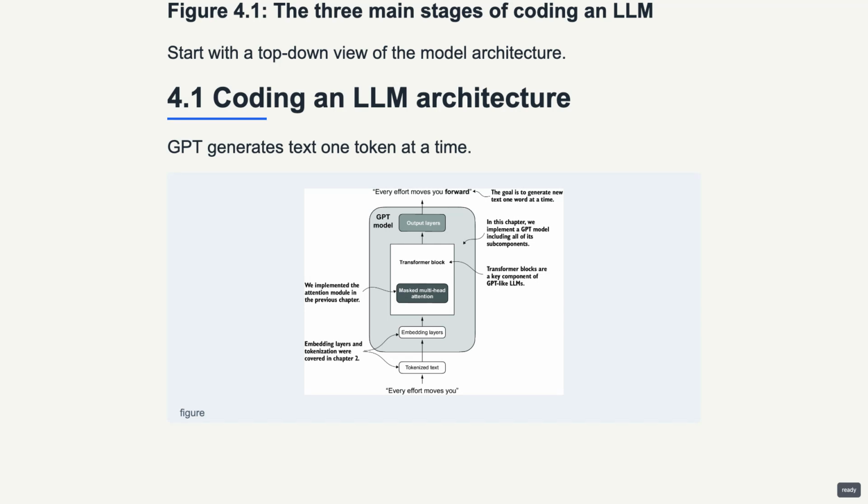Focus on the main path from embeddings into the repeated transformer blocks, and then into the output layer. That top-level flow is the backbone of the whole model, so the details make more sense once that path is clear.